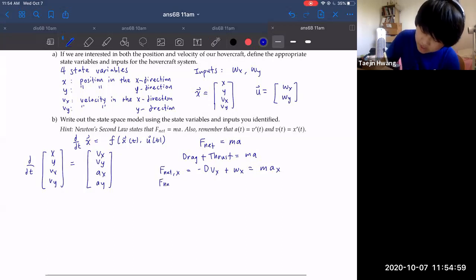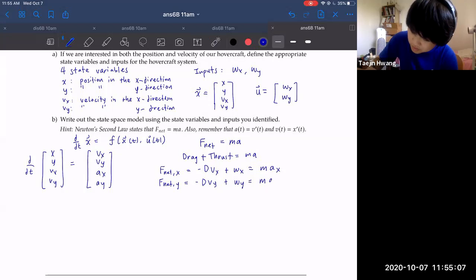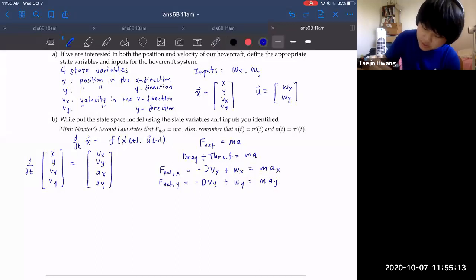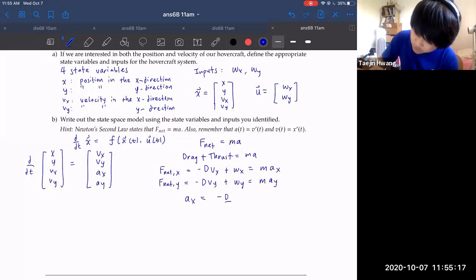We can do the exact same thing in the y direction. This problem could get a bit tedious just because it's doing twice the same thing at once. But from here, we can divide by m, and this gives us ax is equal to negative d over m times vx plus 1 over m times wx. And the same thing for y.